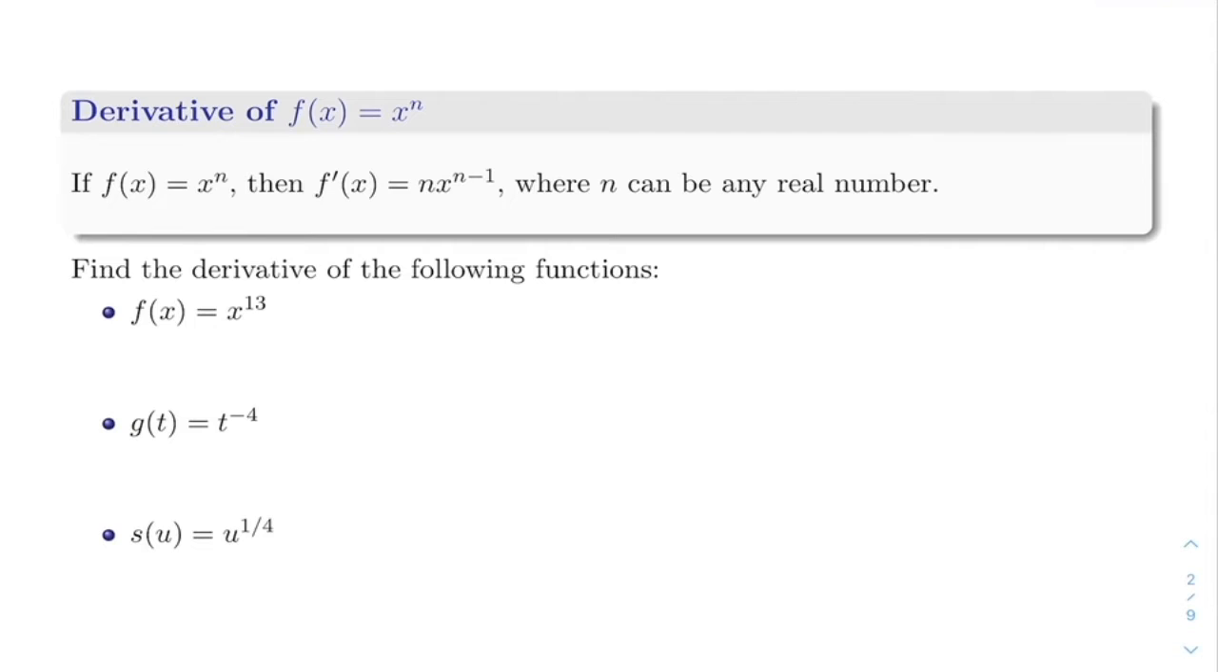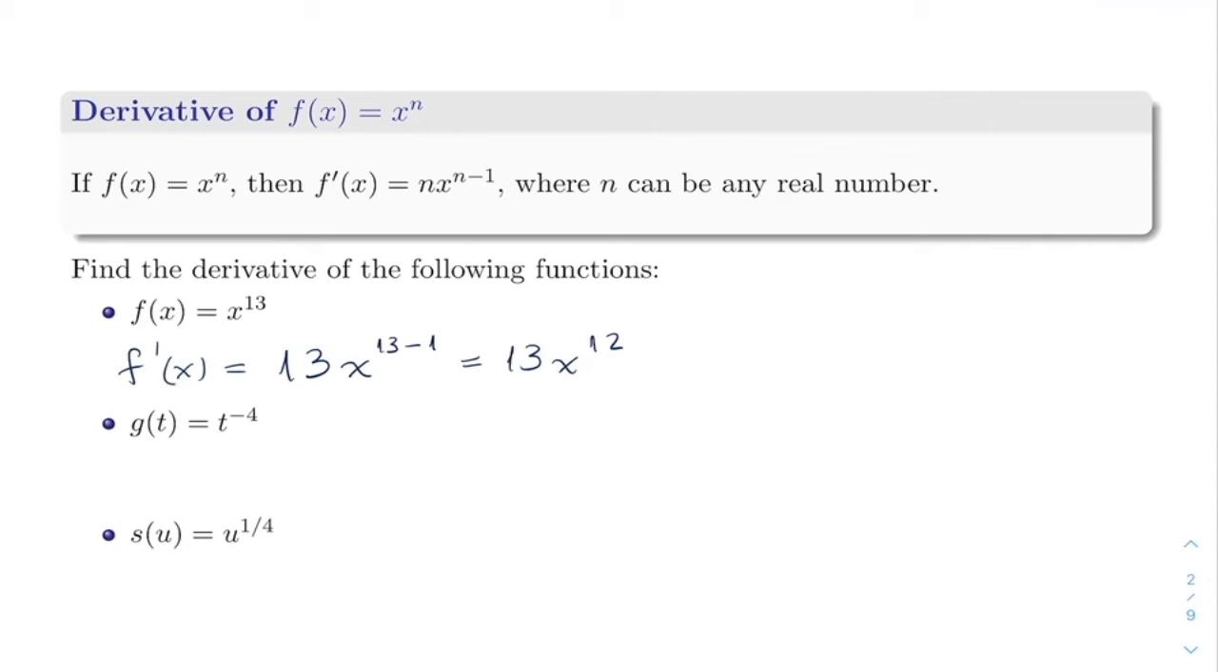Let's see some examples. So in the first one we have f of x equals x to the 13th. To find the derivative we simply follow the formula. So in this case n in our formula is equal to 13. So we will get that the derivative is equal to 13 times x to the 13 minus 1. And then we can subtract this and find that the derivative is 13x to the 12th.